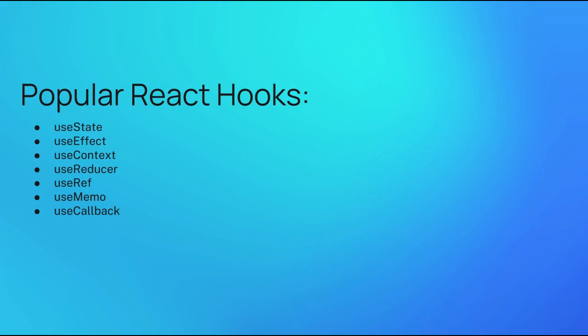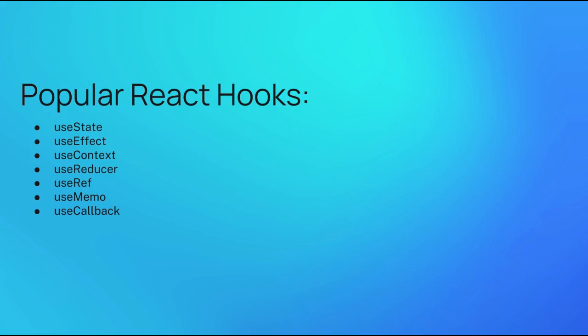UseContext allows components to read and subscribe to data from a React context without passing props down manually through intermediate levels. UseReducer is used for managing complex state logic in functional components. It serves as a more structured alternative to useState. UseRef lets you persist a mutable value across component renders without triggering a re-render when the value changes.